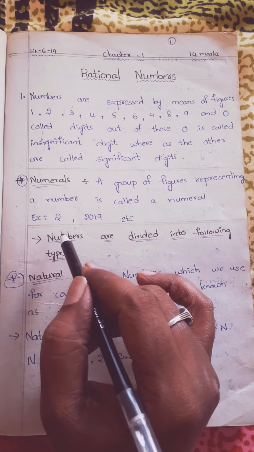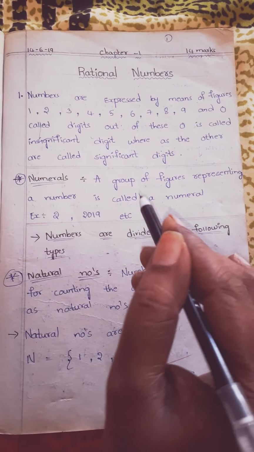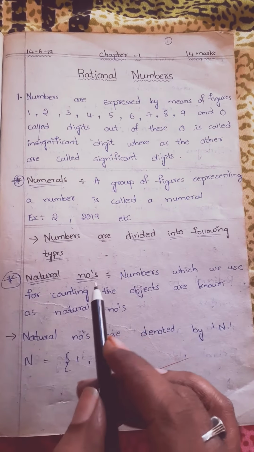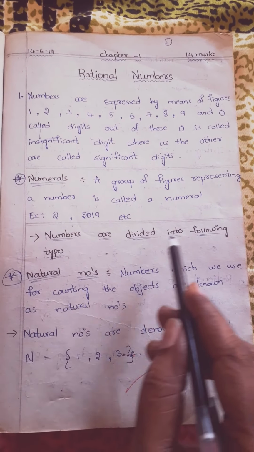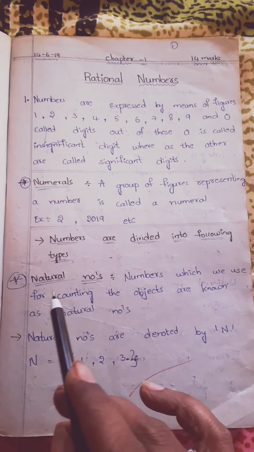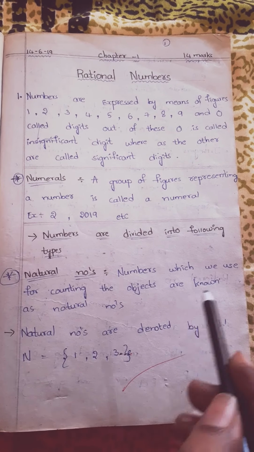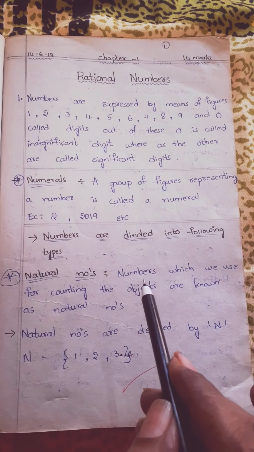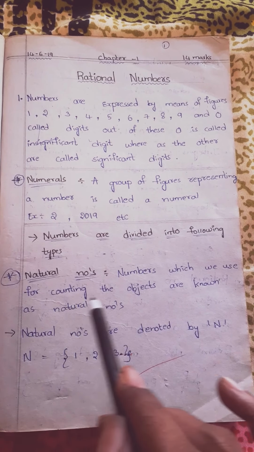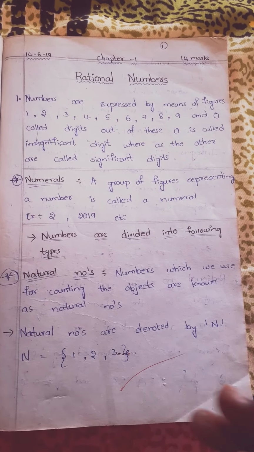Means all numbers, 2, 2019, 2021, etc., are called numerals. So numbers are divided into the following types. Natural numbers, children. Numbers which we use for counting objects are known as natural numbers.